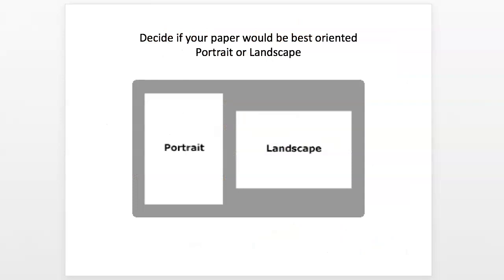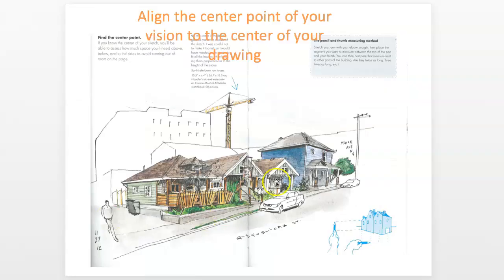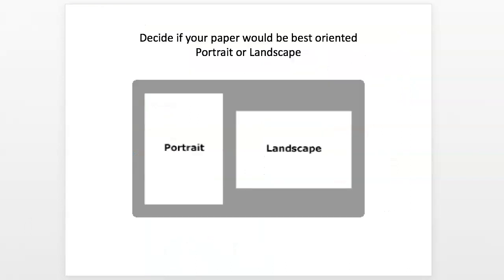You have to decide at this point if your paper would be best oriented portrait or landscape. If there's a lot of tall things that you're trying to draw, like the church back here, then you would have your paper portrait, right? Or if you were doing something that's a wider drawing like this, you would have it landscape. So look at your still life you have set up, hold your hands in that shape, and decide if it's longer this way or longer that way. If it's portrait or landscape, that would work better for it.